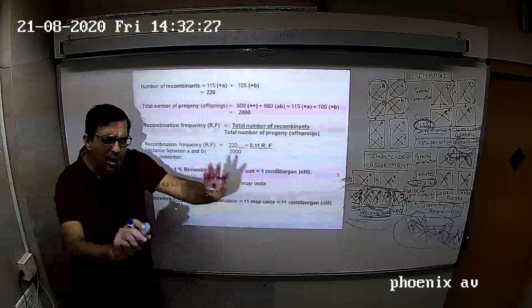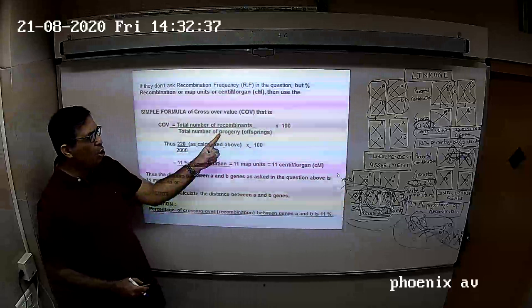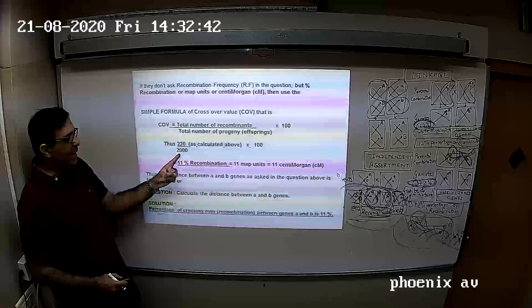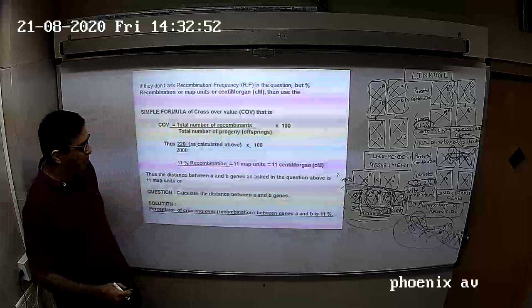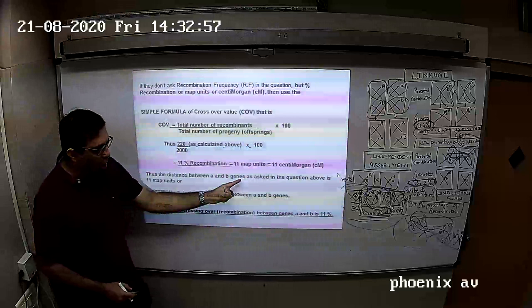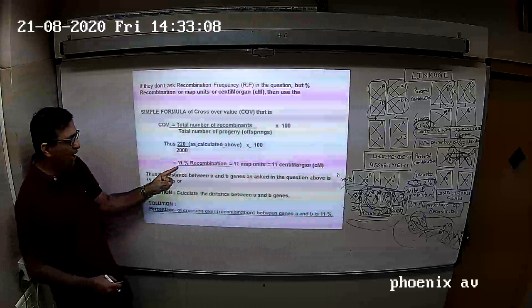And simple yaad rakhna hai, how much is the distance between two genes? Simple crossover formula: total number of recombinants upon total number of progeny or offsprings into 100, that is 220 upon 2000 into 100, which is 11% recombination or 11 MAP units or 11 centimorgan. Thus, the distance between small a and small b gene, as asked in the question above, is 11 MAP units or 11 centimorgan or 11% recombination.